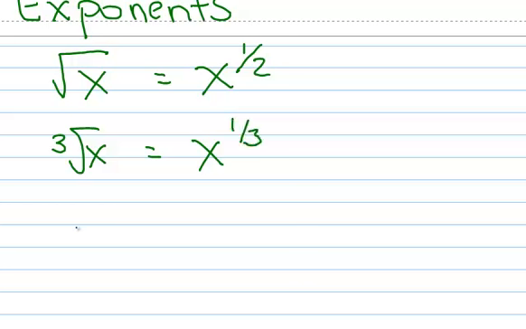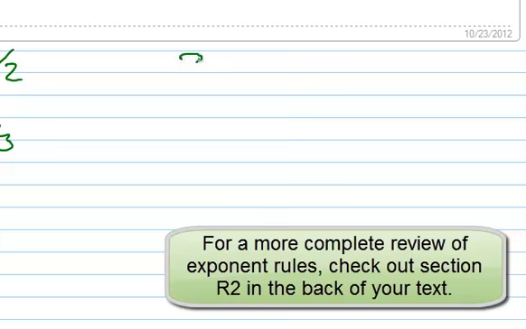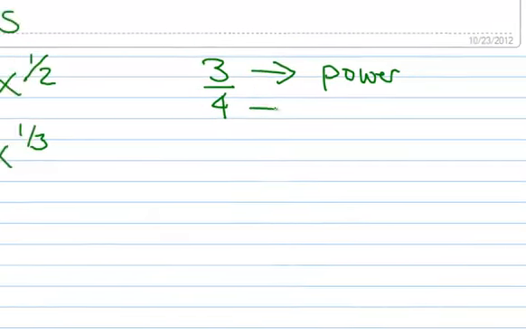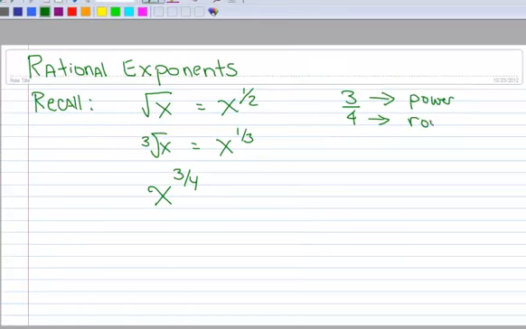And let's flip it around and put it on the other side. If I have x to the 3/4, notice how I've got a rational exponent. The top part we can think of as our power. The denominator we can think of as our root. So then I could rewrite this as the 4th root of x cubed. So let's do an example and see how this works.